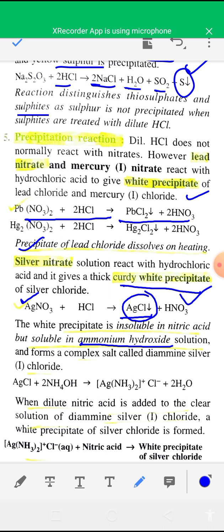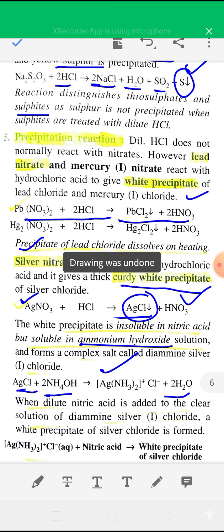So the initially formed silver chloride precipitate, when hydrochloric acid reacts with silver nitrate solution, is insoluble in nitric acid but soluble in ammonium hydroxide. It will form this type of complex compound, Ag(NH3)2Cl, and water. So this is an important test of hydrochloric acid.